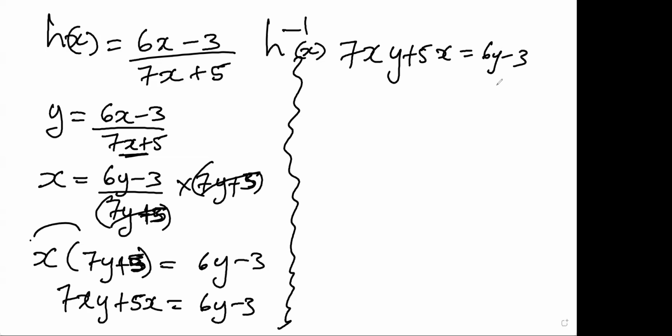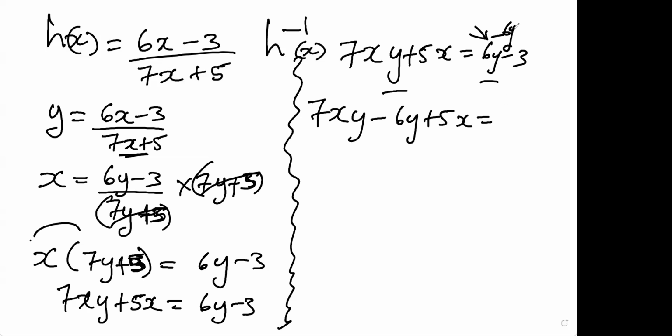All right, so we want to group the y terms, right? So we have 7xy here and we have 6y. So we need to group. This is positive 6, so the inverse would be to minus 6y. If you minus 6y there, you have to minus 6y here as well. So this becomes 0, so we have minus 3 on that side. So we know we have to get rid of the positive 5x by taking the inverse. So we minus 5x. Anything you do to one side, you do to the next side.